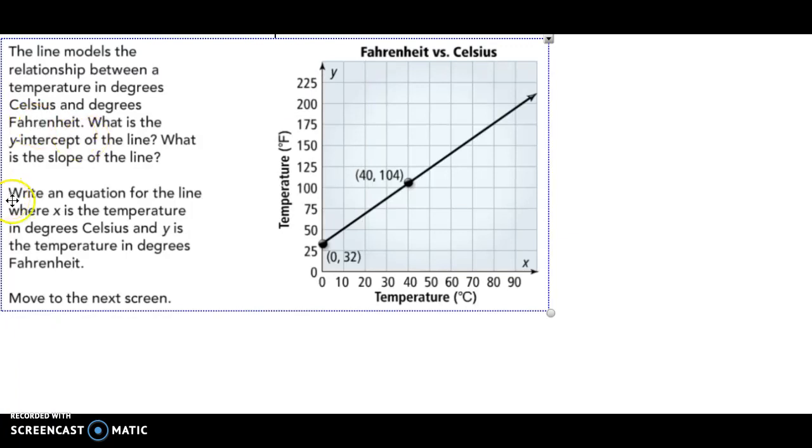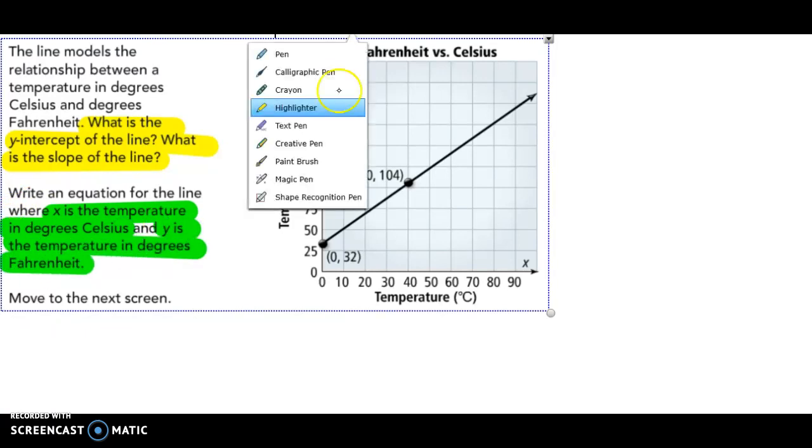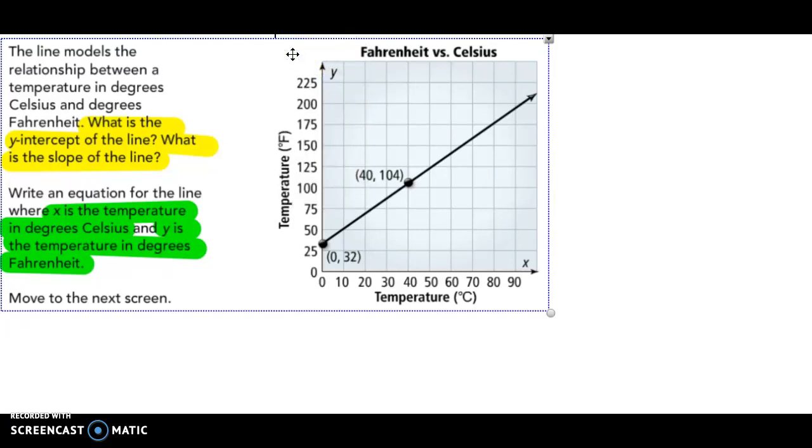So we know that we want to first write an equation, or what is the y-intercept of the line is what they want us to find. And they also want us to find what is the slope of the line. Then they tell us to write an equation for the line where x is the temperature in degrees Celsius, y is the temperature in degrees Fahrenheit. So now let's try to see if we can find our y-intercept and our slope.